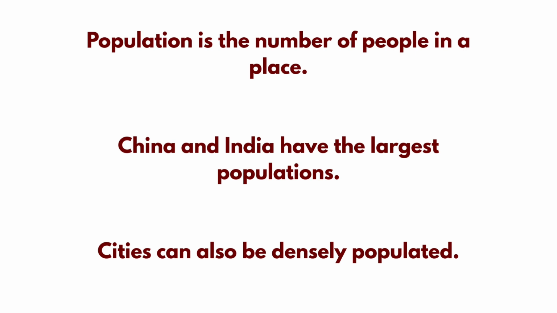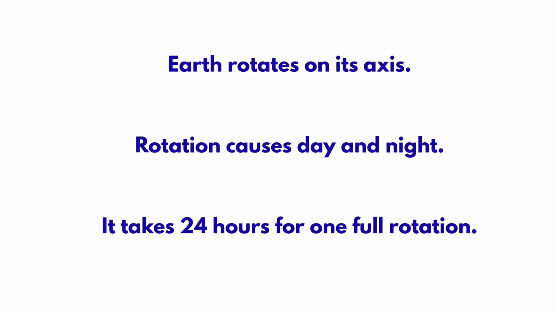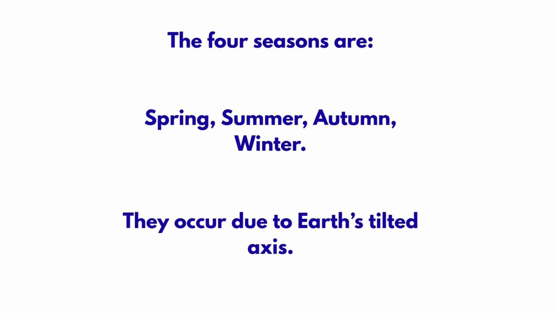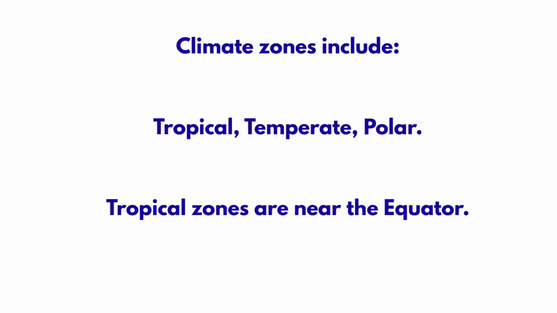Earth rotates on its axis. Rotation causes day and night. It takes 24 hours for one full rotation. And Earth revolves around the sun. That revolution causes the seasons. So it takes 365 days for one revolution. We have 4 main seasons. What are the 4 main seasons? Summer, spring, autumn and winter. And why do they occur? They occur due to Earth's tilted axis.